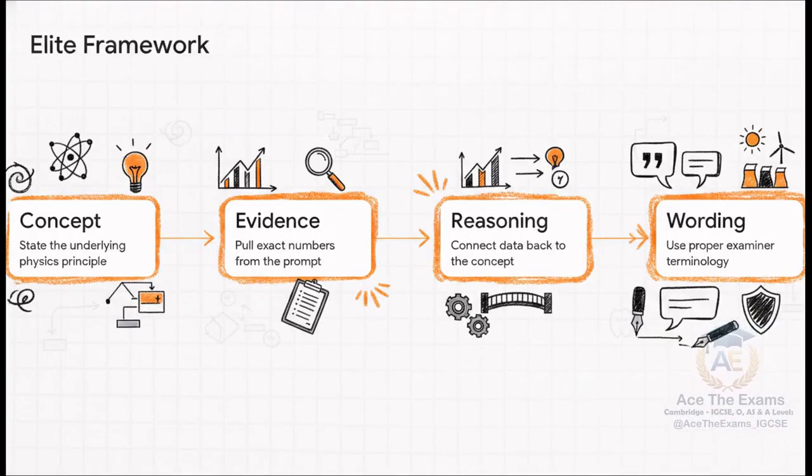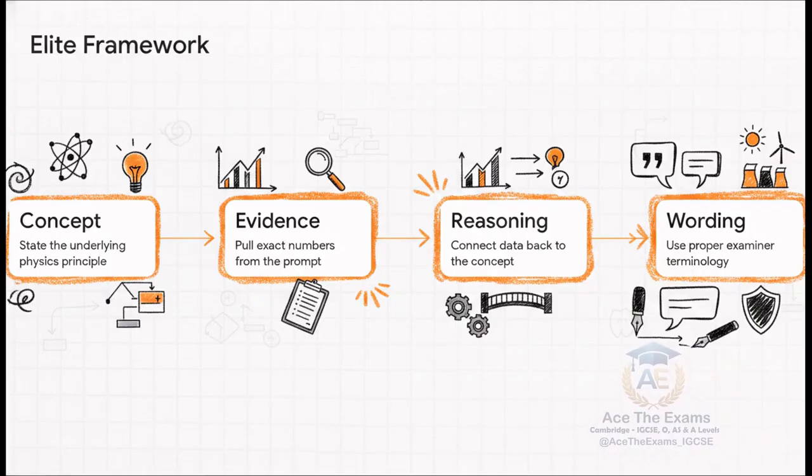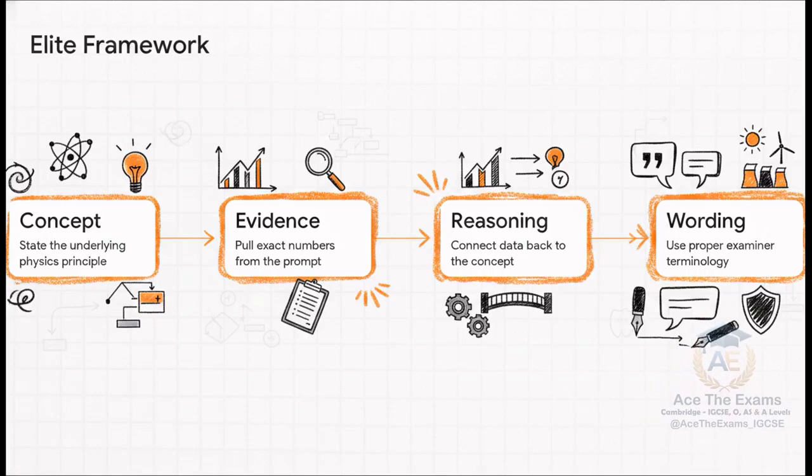So here is your elite 4-step examiner framework. Step 1, concept. You explicitly state the underlying physics principle. Step 2, evidence and data. You pull the exact numbers from the prompt. Step 3, scientific reasoning. You connect that data directly back to the concept. And step 4, examiner wording. If you process every single explain or describe question through these 4 exact steps on test day, your answers are going to be virtually bulletproof.